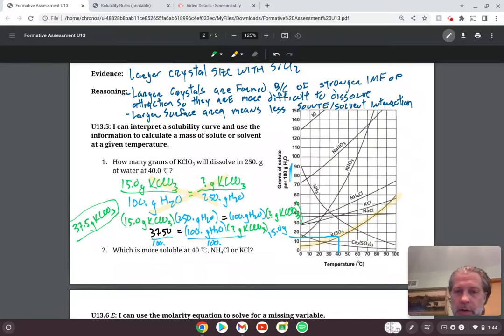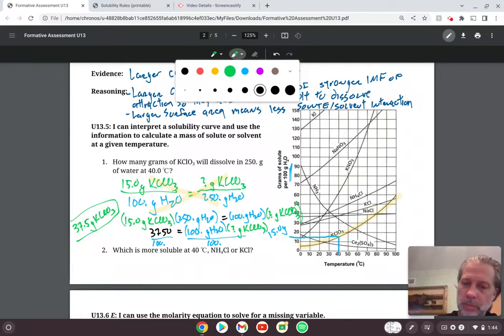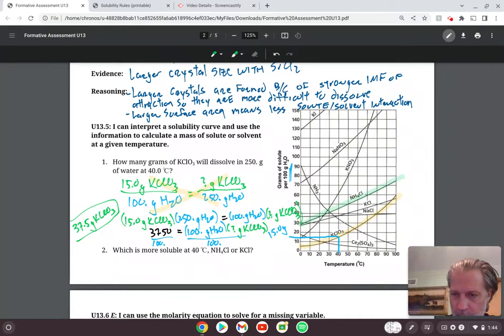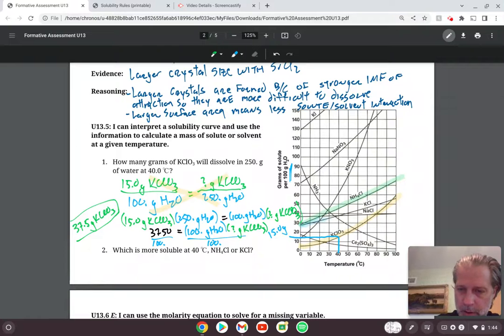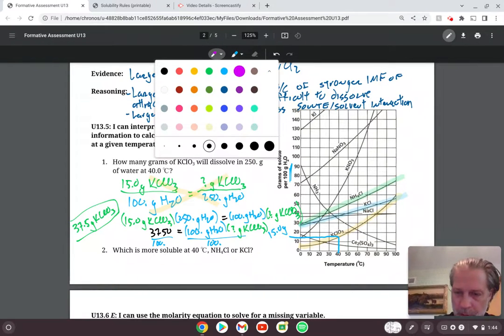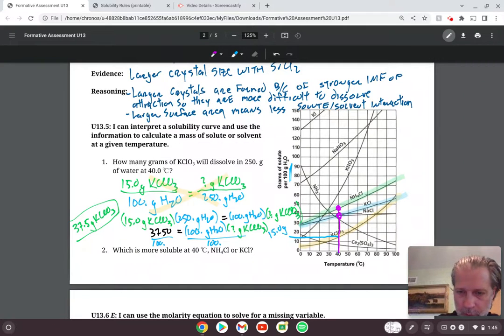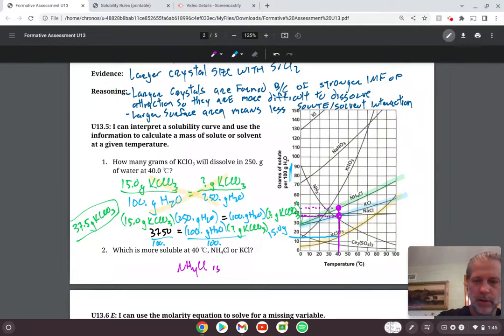And then the last question for this particular learning target is asking us to compare the solubility at 40 degrees Celsius for NH4Cl and KCl. So NH4Cl is going to be this one, and KCl is going to be this one. And we're at 40 degrees Celsius, so I'm going to go up at 40 and see that there's a point where we cross there and a point where we cross there. It doesn't ask us to actually read anything in terms of a value, but we can see that we can dissolve more, which in this case looks like about 45 grams of NH4Cl in 100 grams of water than what looks to be about 37 grams of KCl. So the best possible answer here is going to be that NH4Cl is more soluble.